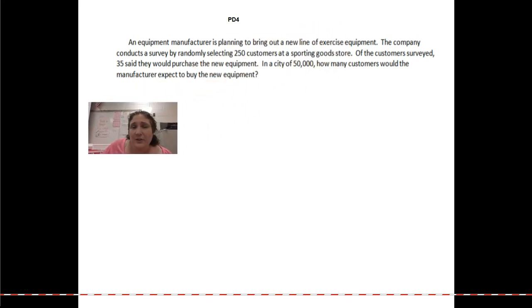An equipment manufacturer is planning to bring out a line of exercise equipment. The company conducts a survey by randomly selecting 250 customers. Of the surveyed, 35 said they would get the new equipment. So in this case, we're going to put the new people who like the new divided by all customers. That's kind of how our proportion is. It says in a city of 50,000, how many of those customers would you expect to buy the new equipment?